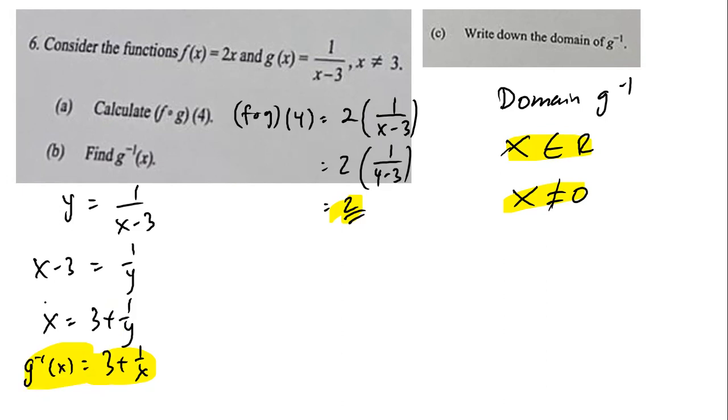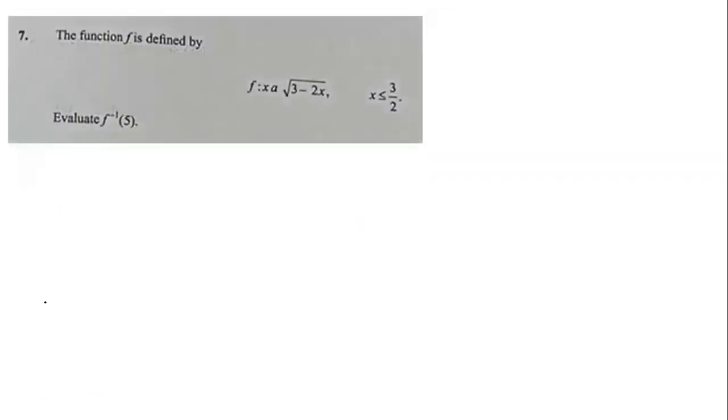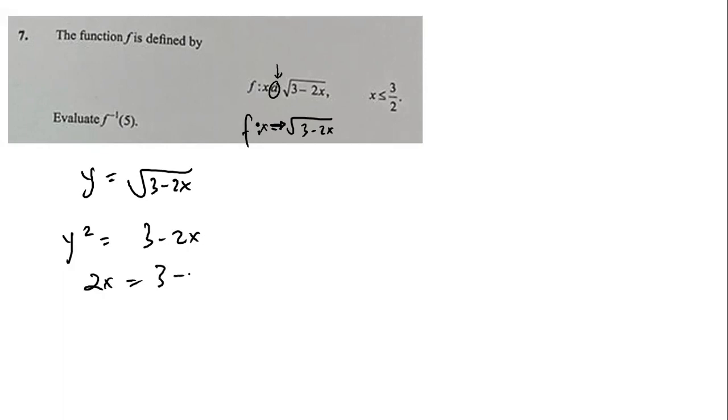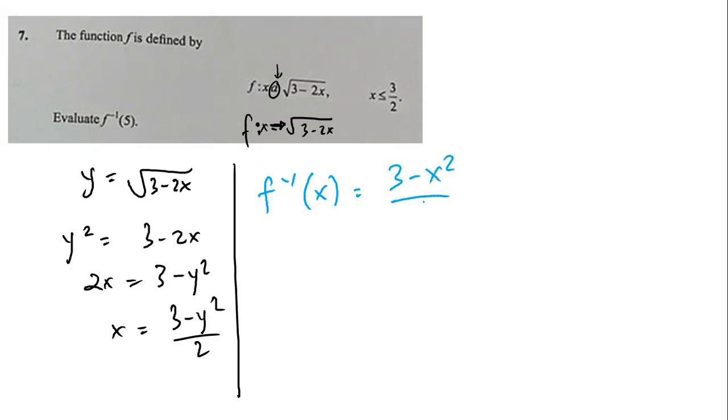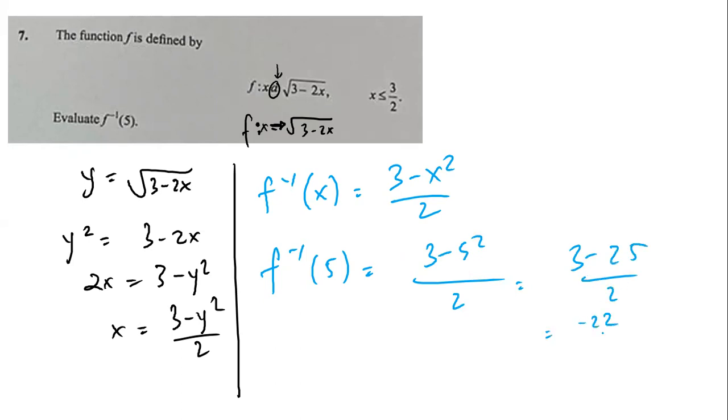Okay, next question, number 7. All right, I'm a bit confused about this symbol A. I guess the teacher wants to write like this, maybe. I don't know, so in this case we just ignore the A. 2x equals 3 minus y squared, and then x equals 3 minus y squared over 2. Right, once again, as the inverse, x equals 3 minus x squared over 2. When the teacher asks you to input 5 here, it means 3 minus 25 over 2, negative 22 over 2, which is negative 11. So that's the answer.